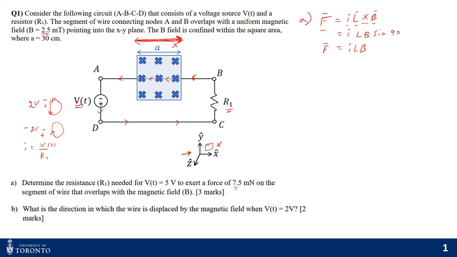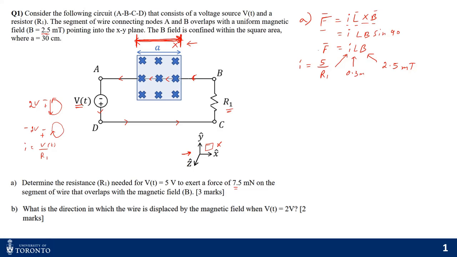Now, since you applied a voltage of 5, there should be a current, right? So the current should be 5 by R1, right? This current you have to plug in here. You know the L. The L is the length to which the force will be applied. The force will be applied only at this length of the wire, this portion of the wire which is inside the magnetic field, right? So that is 30 centimeter, but you have to convert it into meter, so that's 0.3 meter. And you know your B, the magnetic field intensity, which is 2.5 millitesla, right?